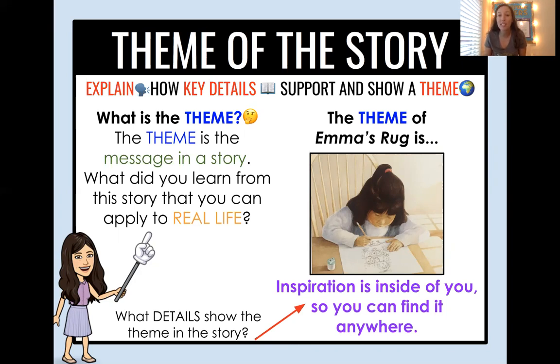That is the theme because that's something that we can do in real life, just like Emma did in the story. We know that she didn't actually use her rug for inspiration. She did at the beginning, but not for the whole story. She saw the creatures, but those creatures were part of her imagination. So Emma realized once her rug was gone and once she saw those creatures outside that her inspiration didn't come from the rug, it came from inside of her. Just like in real life, our inspiration comes from inside of us, so you can find it anywhere. We are going to take some time now to practice our think steps and use our think marks to talk more about the theme.